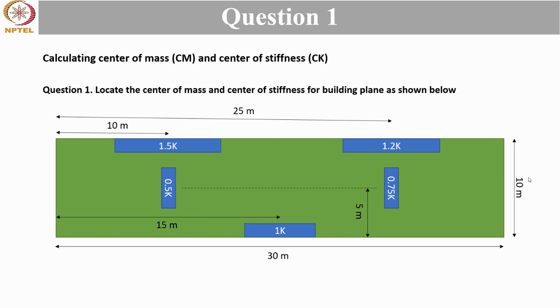So this is the first question for center of mass and center of stiffness calculation. The question says: locate the center of mass and center of stiffness for the building plan as shown below. This is a planar view, top view of the building. We can see the stiffness resisting columns at different locations and the dimensions of the building. I will give you a couple of minutes to think how we'll proceed ahead with this question, and then I will tell you the solution.